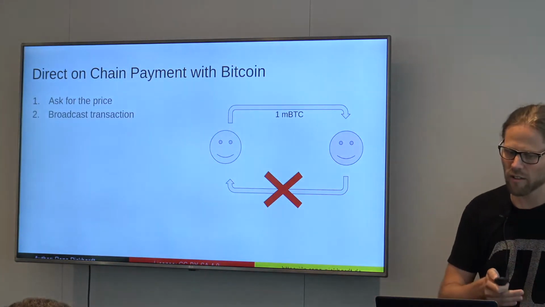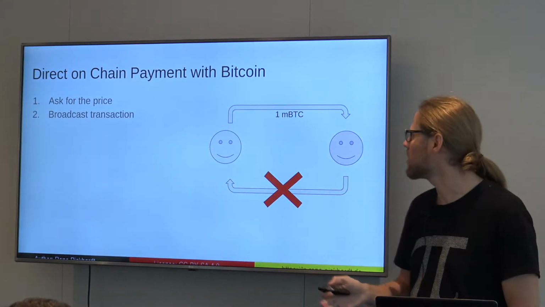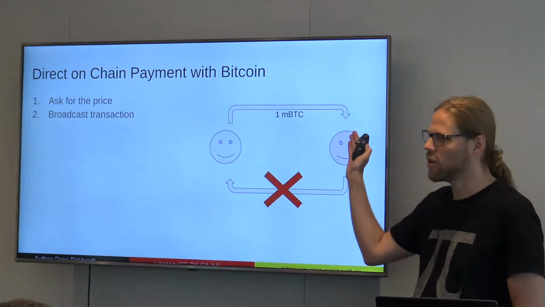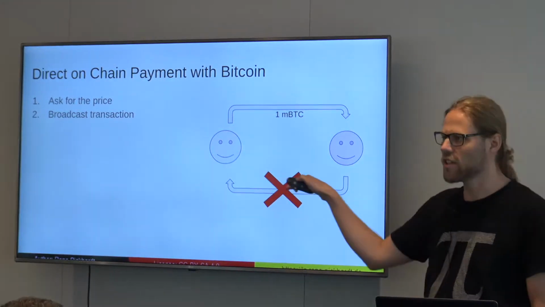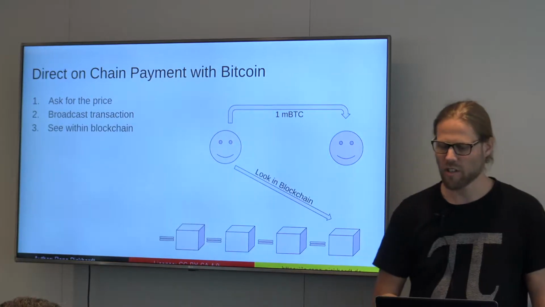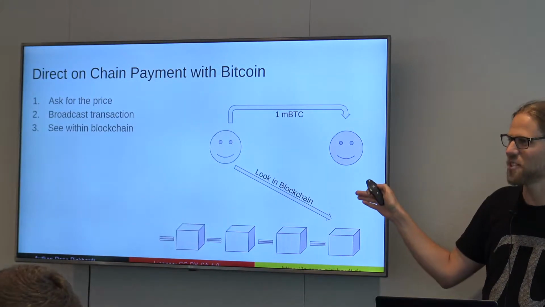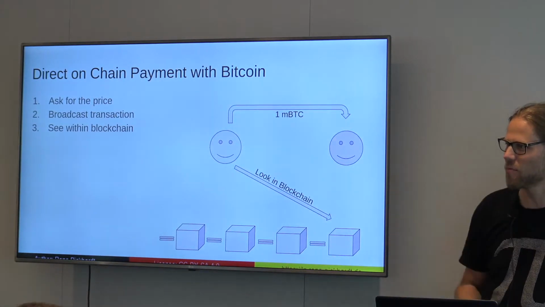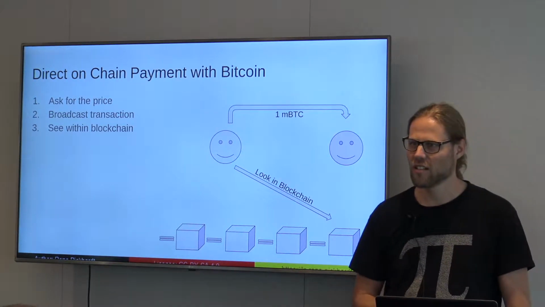Let's look at a direct on-chain payment with Bitcoin, right? So if I want to send 1 Bitcoin, I do not really get a receipt or something. What I do is I look in the blockchain to see if the transaction was mined. This is my receipt in Bitcoin.